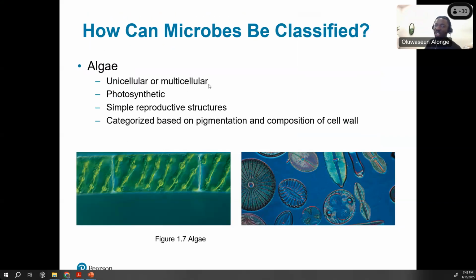Then algae could be unicellular. They can be multicellular as well. And of course, they are eukaryotic organisms. They are photosynthetic. You have different algae: green algae, red algae. They are not as complex, but some of them exist as unicellular and some of them exist as multicellular organisms.